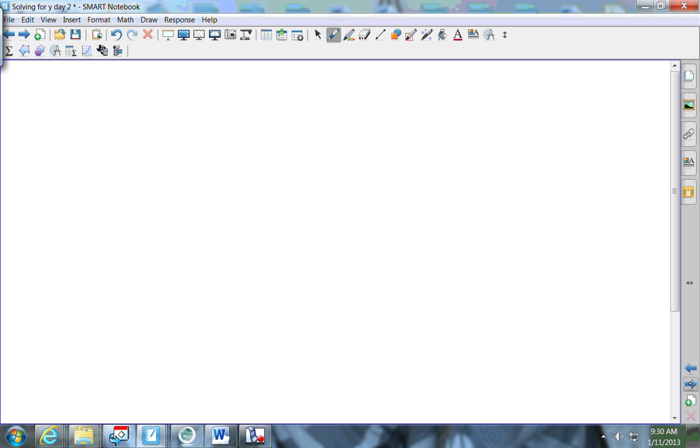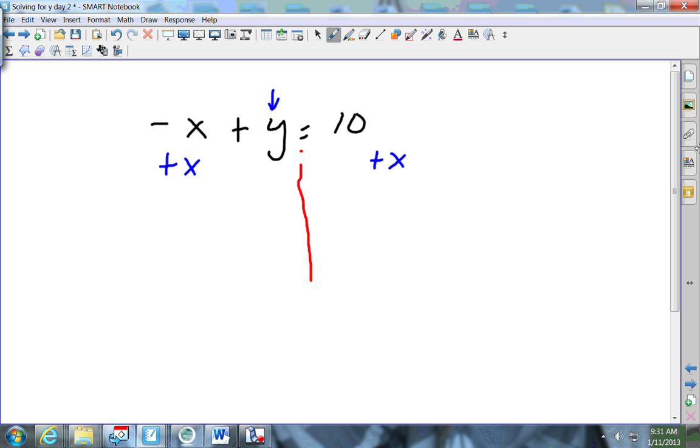Next one, we have negative x plus y equals 10. Well, I need to get y by itself. What's on the same side of the equation with the y? The negative x. To move that to the other side, I need to do the opposite of negative x, and I need to add x to each side. y equals x plus 10. There's my equation.